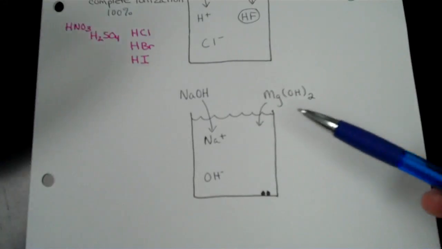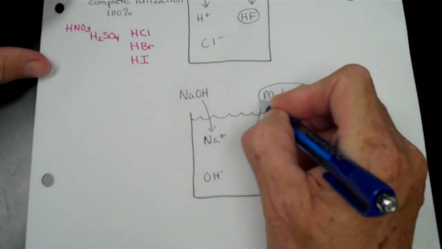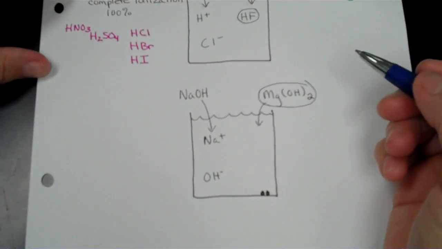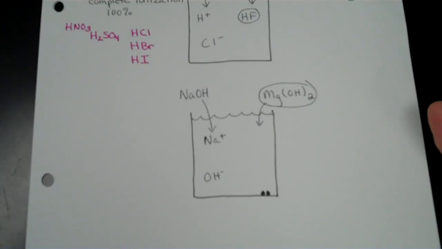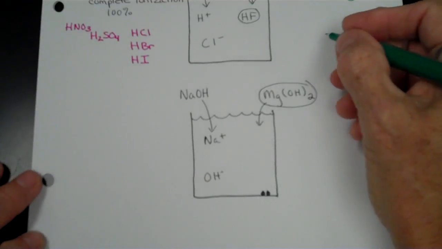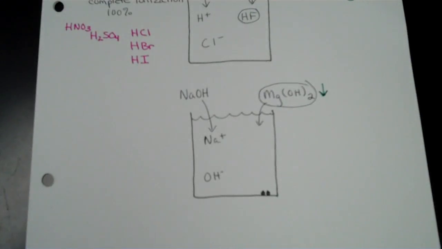So, even though we could circle magnesium hydroxide, just like we did the hydrofluoric acid, indicating that it's not going to split up and form charged particles, we need to understand that the reason for this is a solubility rule. It is going to precipitate. So for me, either of these will indicate that you understand that magnesium hydroxide is going to be a weak base.